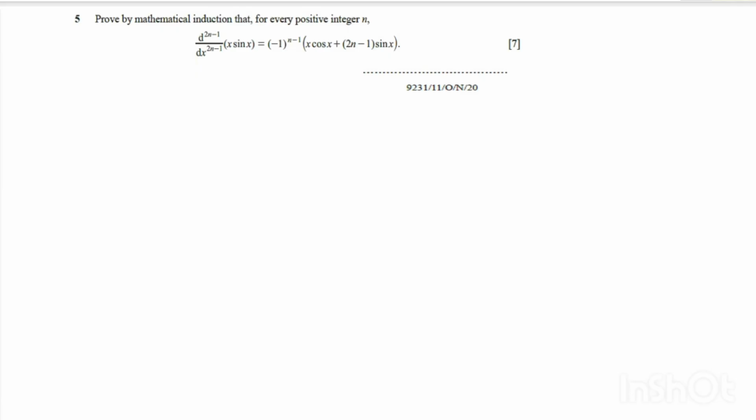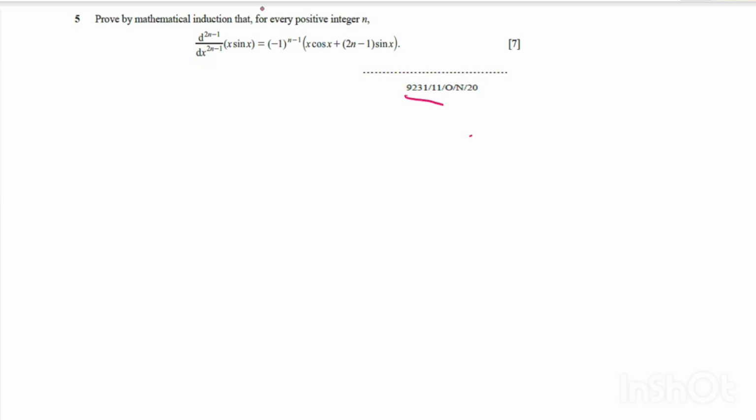Here we have a question about the topic of mathematical induction. In this question, we have to apply mathematical induction. It has three cases: one case, second case, and third case.